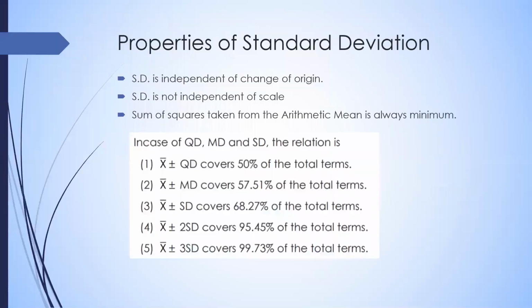Now, certain properties of standard deviation are to be taken into consideration. We have seen in an example that standard deviation is independent of change in origin, but it is not independent of scale. The sum of squares, when taken from the arithmetic mean, even if you use an assumed mean, still gives the minimum sum of squares when taken about the arithmetic mean. Also, x bar plus or minus the quartile deviation covers 50% of your data, whereas x bar plus or minus the mean deviation covers 57.51% of your data, and similarly for the standard deviation as well.